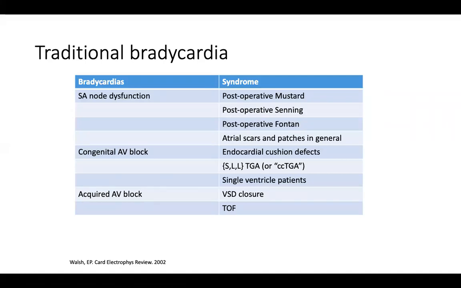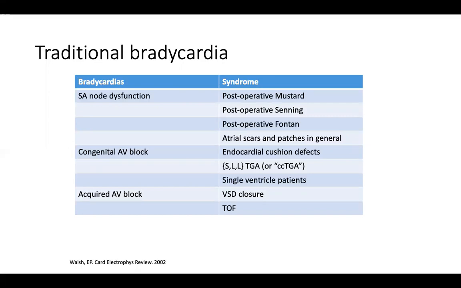The sinus node dysfunctions were either in people who had had an enormous amount of scar and patch in their heart, people who'd had Mustard or Senning repairs, which is when you switch the atrium so that the blood coming in one side of the atrium is directed to the opposite AV valve, Fontans, where a large amount of surgery is done in the atrium to divert blood away from the heart and directly into the lungs, and then atrial scars and patches in general.